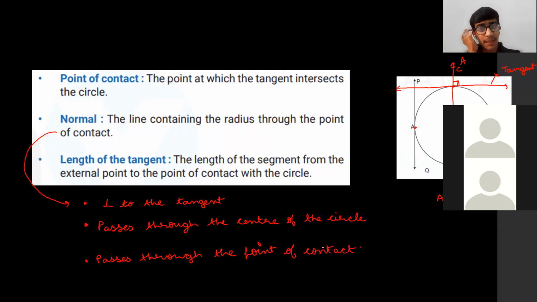Okay, any doubts, any confusions in normal and tangent? Please guys, yes or no, tell me so that I will know, please. No, sir. Great. So there is one more term called the length of the tangent. The length of the segment from the external point to a point of contact with the circle.